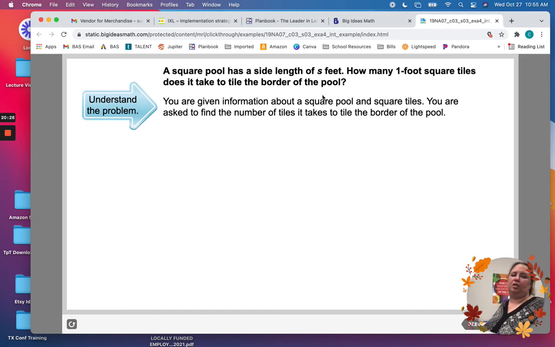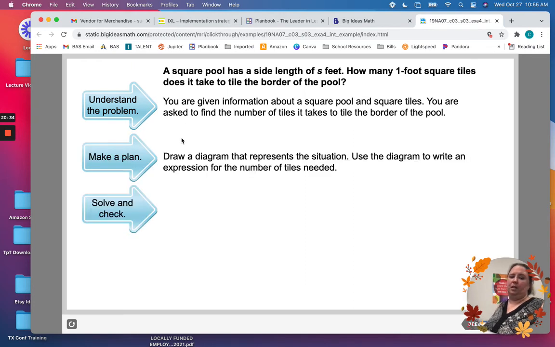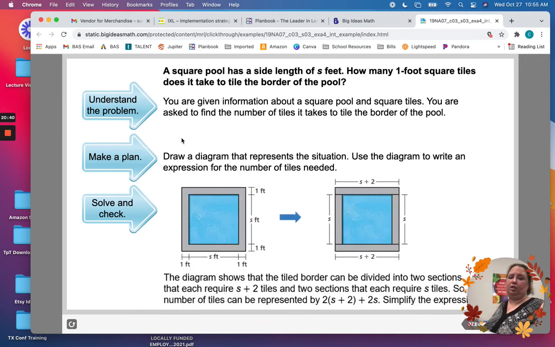You are given information about a square pool and square tiles. You are asked to find the number of tiles it takes to tile the border of the pool. So, let's draw a diagram that represents the situation and then write the expression. So here's your pool. Okay? We know the length of the pool here is how many feet? S. Okay? And then S again here.